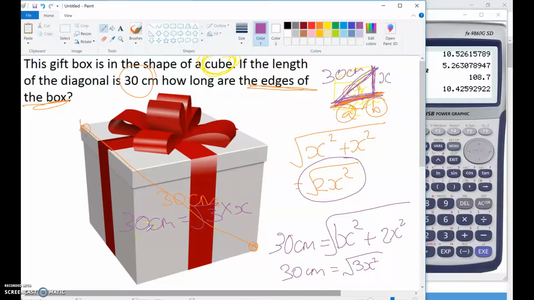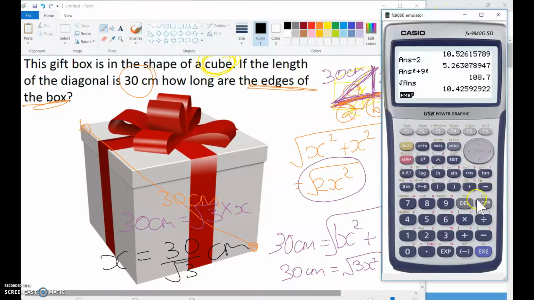Therefore, x is going to equal 30 centimetres divided by the square root of 3. And it will be in centimetres. So let's try that. Here, 30 divided by the square root of 3. So the side should be 17.32.